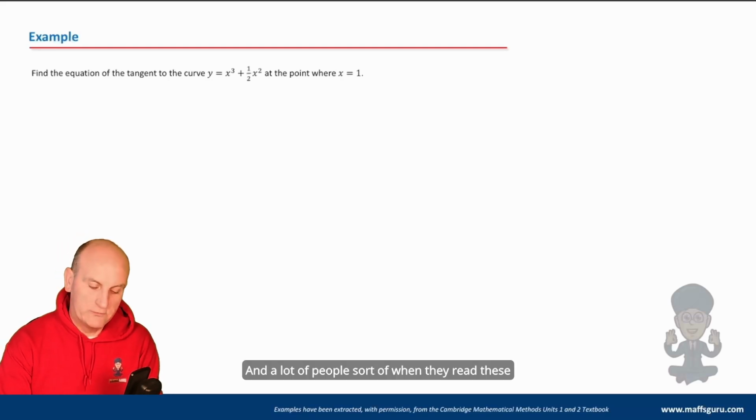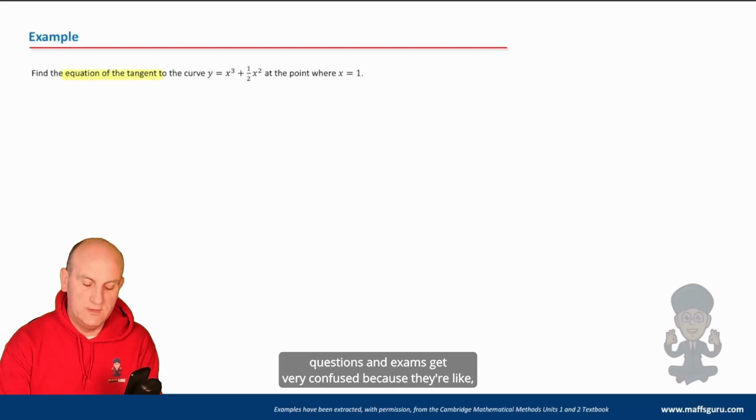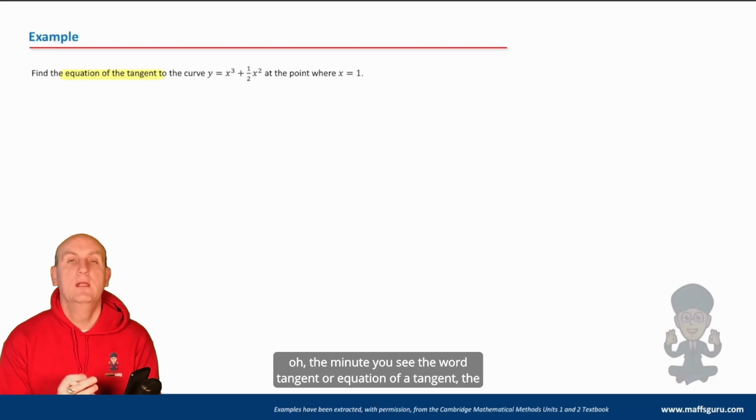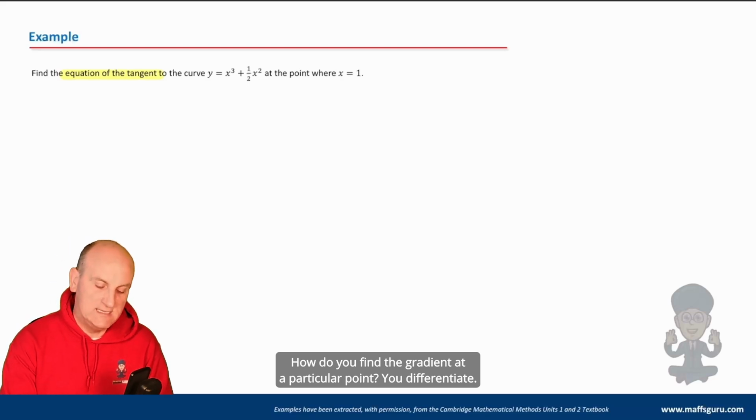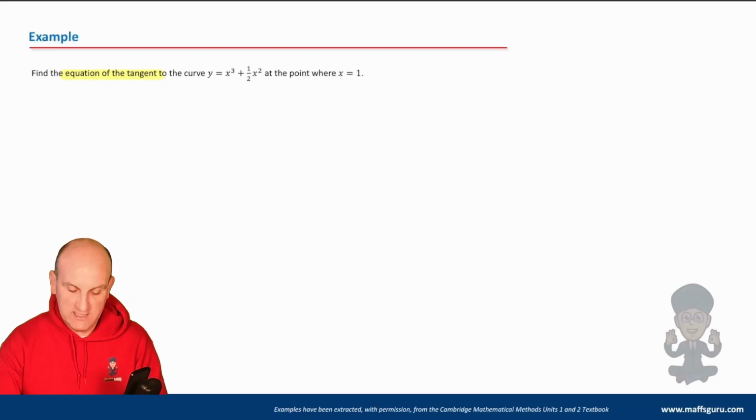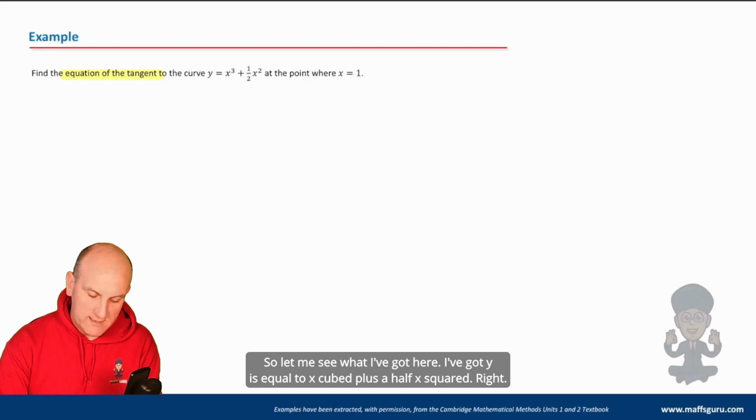A lot of people, when they read these questions in exams, get very confused. The minute you see the word tangent or equation of a tangent, the first thing you're going to do is find the gradient at a particular point. How do you find the gradient at a particular point? You differentiate. So let me see what I've got here. I've got y is equal to x cubed plus a half x squared.